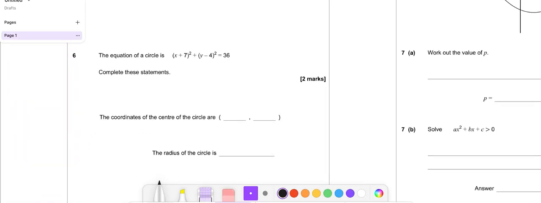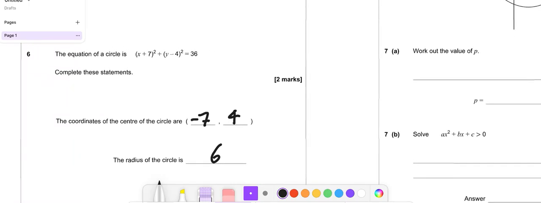Okay, equation of circle is this. The coordinates at the centre, well, we can just read them off. It's actually in the formula sheet for this book. It's minus 7 for the x and 4 for the y, and the radius is 6 because it's written in that format.